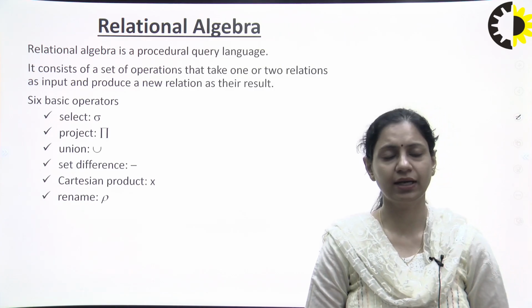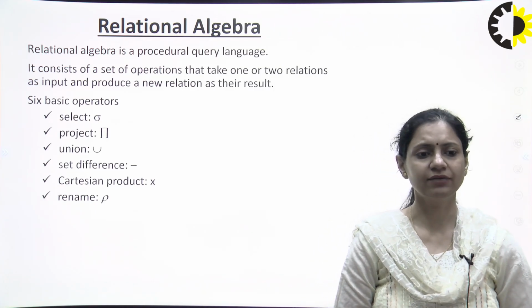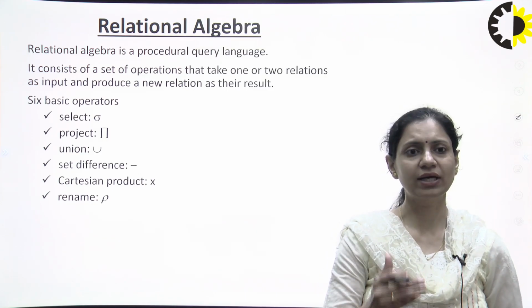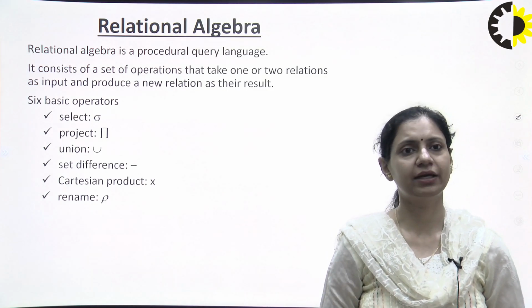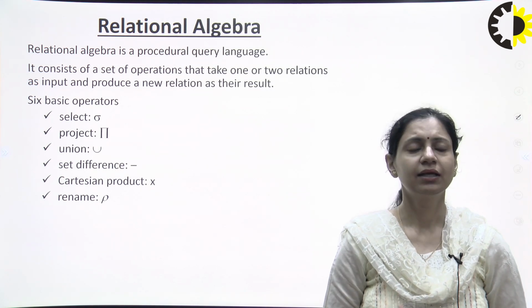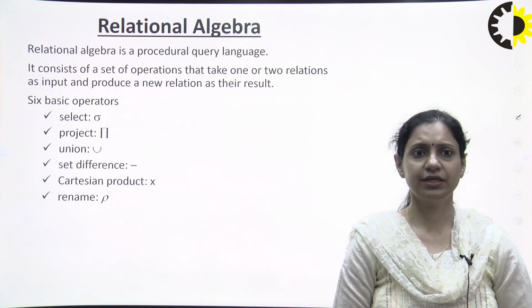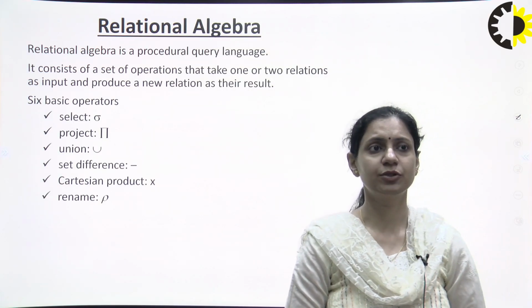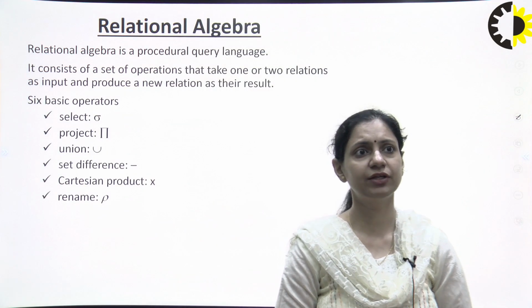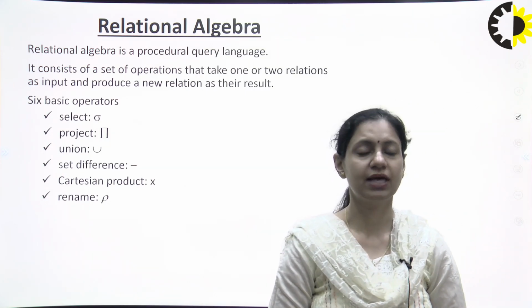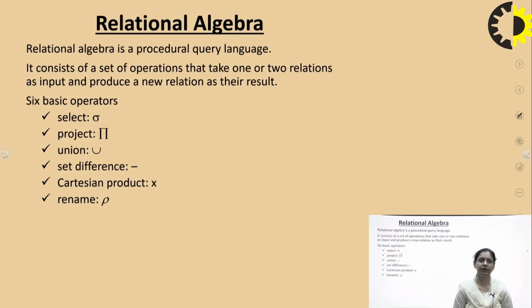Procedural query language means when we have something to be solved in a procedural manner, like one step at a time, then followed by another step, followed by another step, that is a procedural query language. So relational algebra is a procedural query language, whereas SQL is a structured query language. As the name suggests, SQL is structured query language.